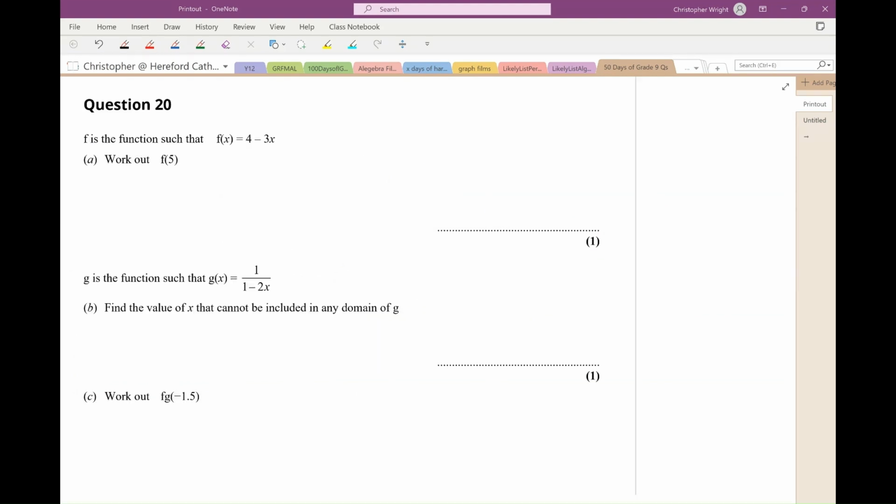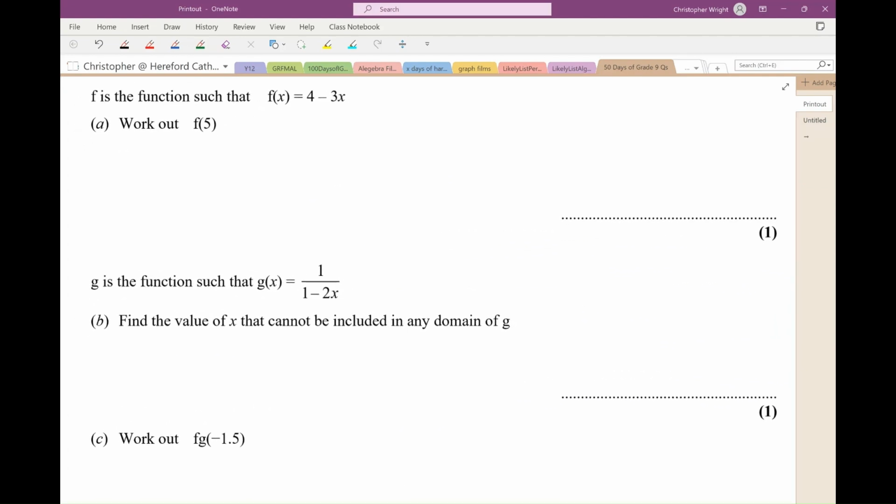Question 20. Question about functions. Right, I'm told what the function f is. I'm asked to work out f of 5. Let's have a look. Well, f of 5 is going to be 4 minus 3 times 5. So that's 4 minus 15, which is minus 11.